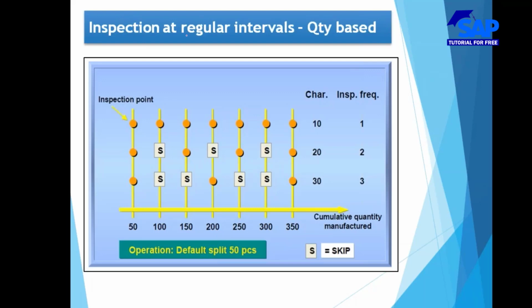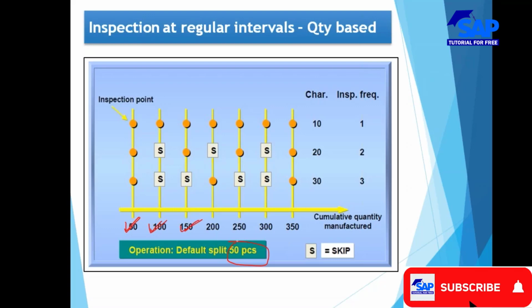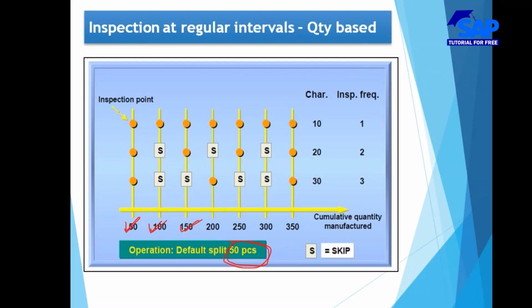So this is the one. Inspection at regular intervals, quantity based. Like here, the split is 50 pieces. That means after producing every 50 pieces, you will do quality inspection. After 50, you do quality inspection. After producing 100 pieces, you do some quality inspection. After producing 150, you do some quality inspection. So for every 50 pieces, you do some quality inspection. Okay, so this scenario is quantity based.